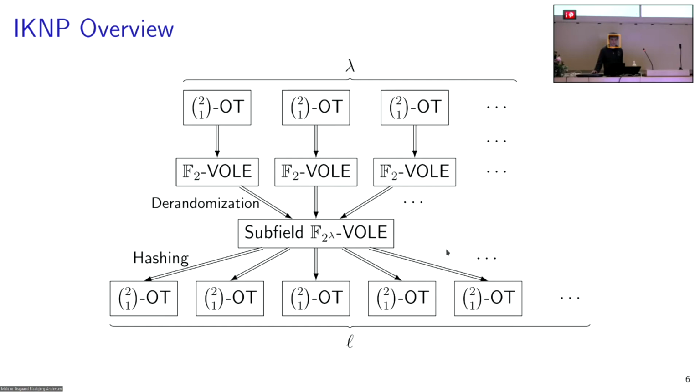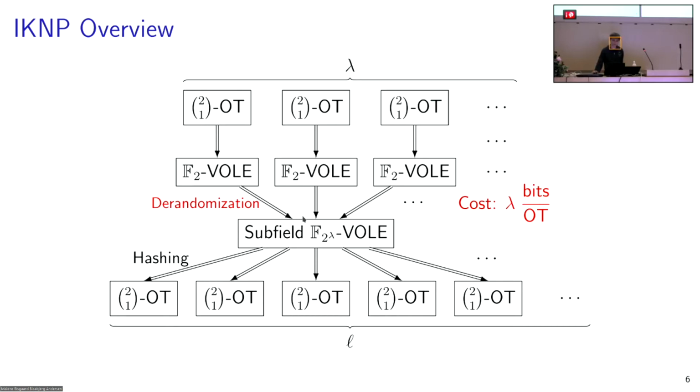So continuing with the comparison with IKMP, here's an overview of the steps for OT extension. Some XOR operations are applied to the input base OTs to get 1-bit vector OLEs. These are then combined into a single subfield 2^lambda vector OLE using de-randomizations to make all of their U vectors match each other. And finally, each of the L rows of the subfield VOLE becomes a 1 of 2 OT just by hashing it. The only step in this that requires communication is the de-randomization step.